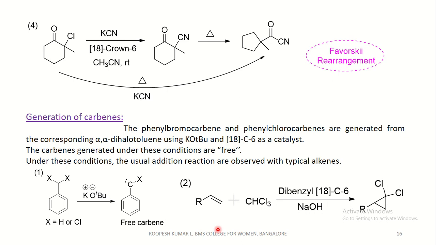Coming to the fourth example, you can see crown ethers can also be used for nucleophilic displacement of a chloride ion by cyanide ion at a sterically hindered position, and you can see this is a sterically hindered position where this chloride ion can be displaced using the cyanide group. The reaction of 2-chloro-2-methyl cyclohexanone with KCN in the presence of 18-crown-6 in acetonitrile at room temperature yields the substituted product.